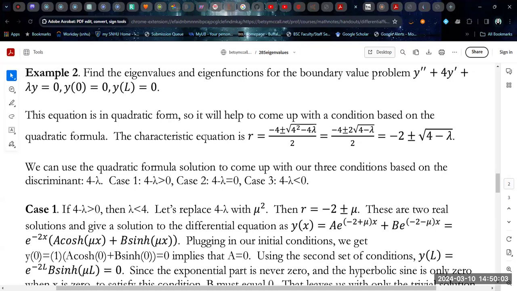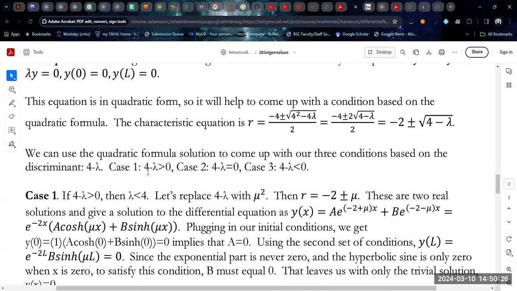So when we set up our characteristic equation, r squared plus 4r plus lambda equals 0, we're going to use the quadratic formula to solve for r. And when we use the quadratic formula, we end up getting -2 plus and minus the square root of 4 minus lambda. So this is going to give us 3 cases. Case 1 will be 4 minus lambda is positive. Case 2 will be 4 minus lambda is 0. And case 3 will be 4 minus lambda is less than 0, so negative.